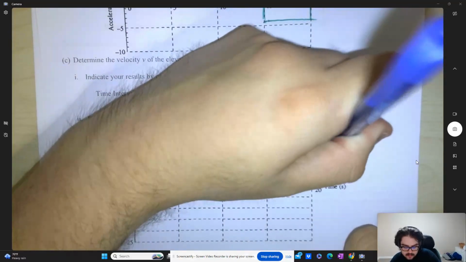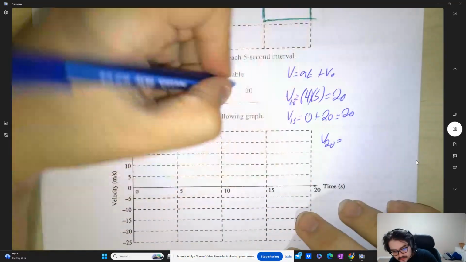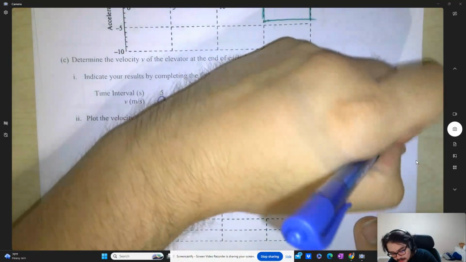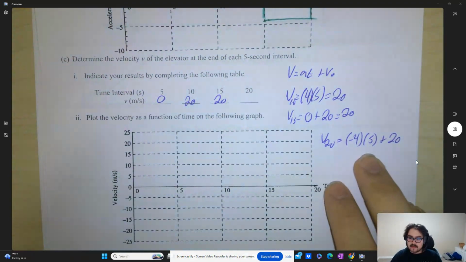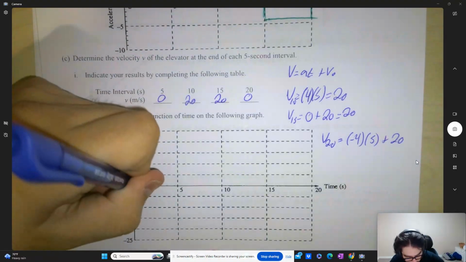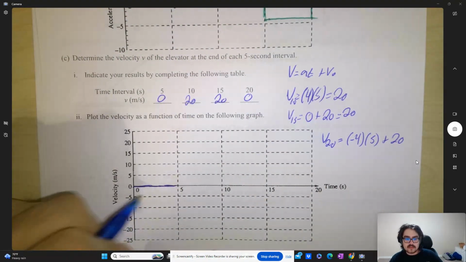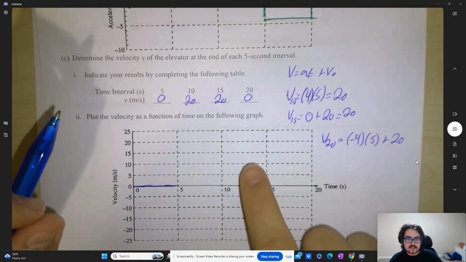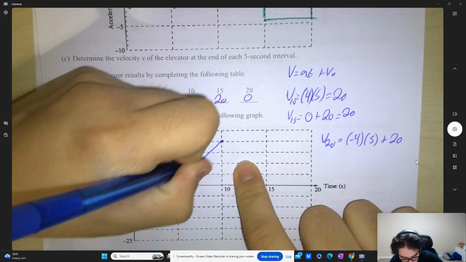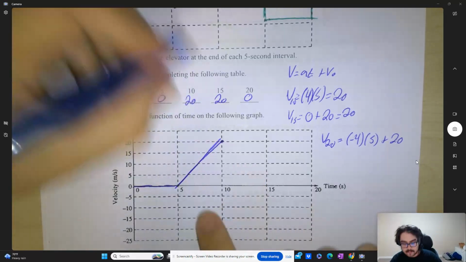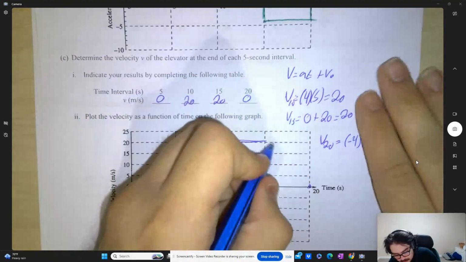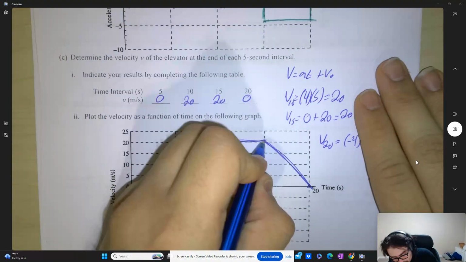Now for V20, the velocity at time 20, we need the acceleration, which is -4, times 5, because it does it for 5 seconds, and then add the speed that we're already going, which is 20. -4 times 5 is -20, so this should be 0. When I plot this, it's 0 at the beginning, and then it increases up to 20 at 10. It's constant acceleration, so it should have the same slope the entire time. Then it doesn't change at all. It's flat there, and then decreases linearly down there.